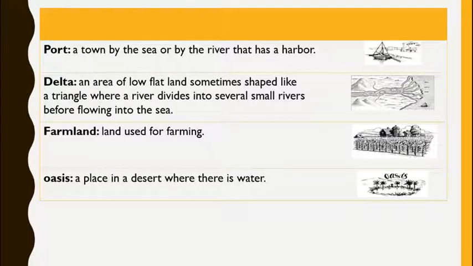Farmland is a land that is used for farming, where farmers grow vegetables, fruits, where farm animals live, like the cows, goats, sheep, and so on. Oasis is a place in the desert where there is water. Sometimes in the desert there is a small lake that has water. It's called an oasis, and you can only find it in the desert.